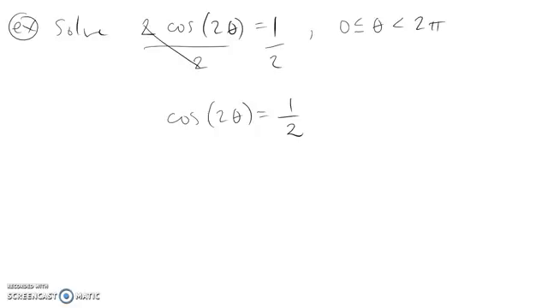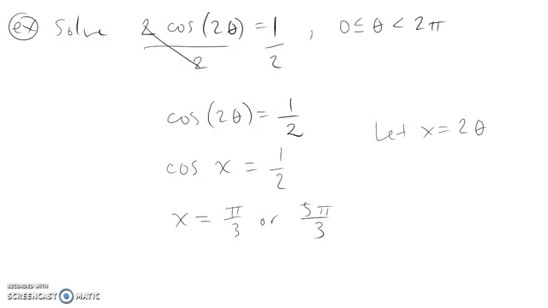What I like to do is use a substitution. The book doesn't show this, but I really like it. Let's let x equal 2 theta. If we do that, we're saying that the cosine of x is 1/2. Now let's just solve for x. So which angles in the interval 0 to 2 pi have cosine 1/2? Well, it turns out that we have pi over 3 or 5 pi over 3. Get out your unit circle if you're not sure.